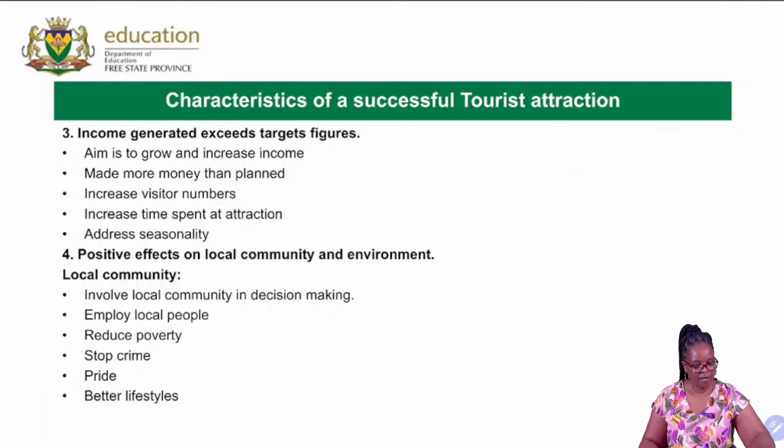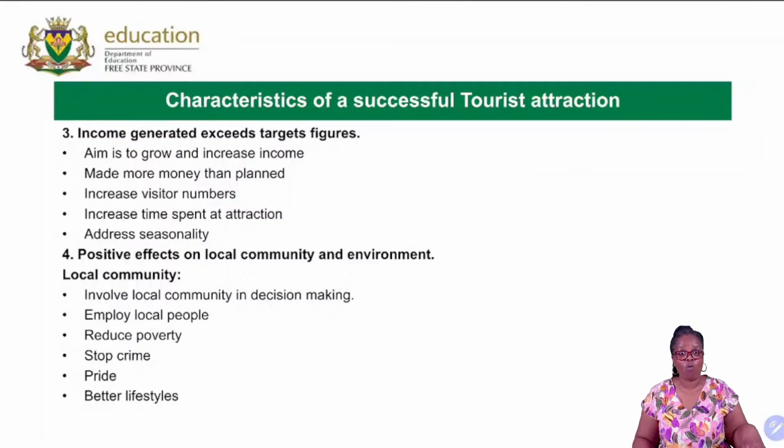But if it is not employing the local people, they're not going to have any form of income, so poverty will be high in that area. But now we talk about a successful tourist attraction which has employed the local people. These people will have their salaries and wages, they'll have money to buy things for themselves, and poverty will be a thing of the past to them.